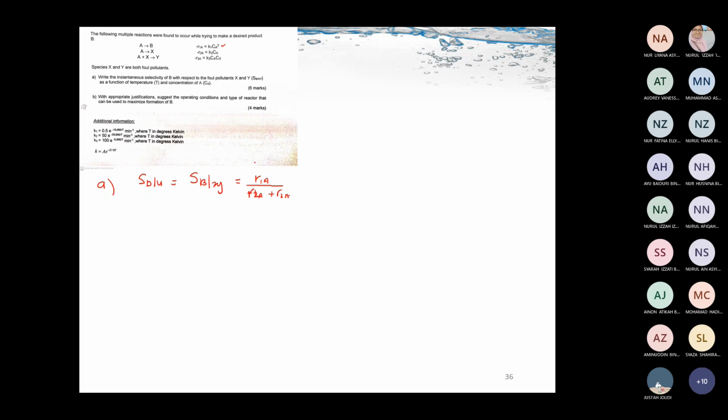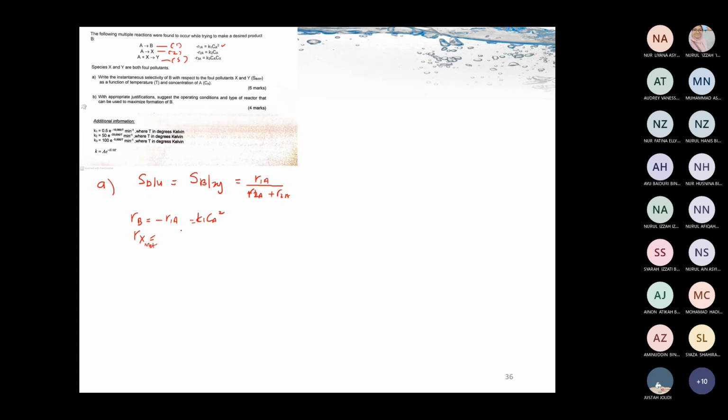Okay, so from here, you can put RB equals negative R1A, which equals K1CA squared. Rx here, the X, equals K2CA. If you look at X, which reaction is it related to? I will label it so you can see. X is related to A. B is only in this one, but X is related to reaction number 2 and reaction number 3. So you have to take note, you have to add them, it has to be net. So this one should be Rx net.